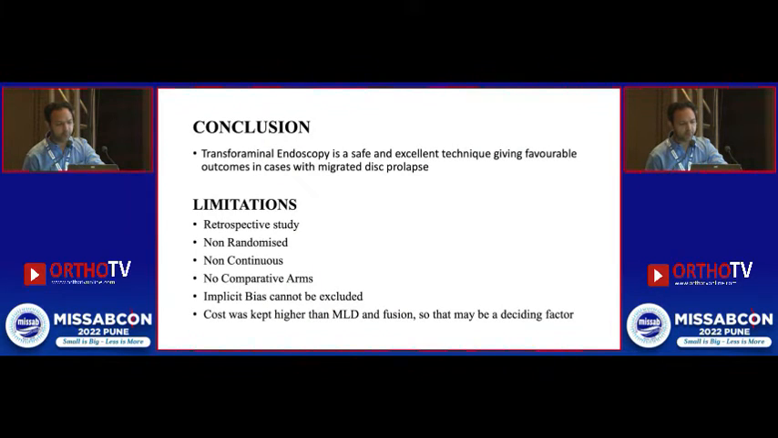So the conclusion of my study is that transforaminal endoscopy is a very safe and excellent technique, giving very favorable outcomes in cases of migrated disc prolapse, even in high and very high migrated disc prolapses. The limitation of my study is that it is a retrospective study, non-randomized, non-consecutive, with no comparative arms, and implicit bias cannot be excluded.